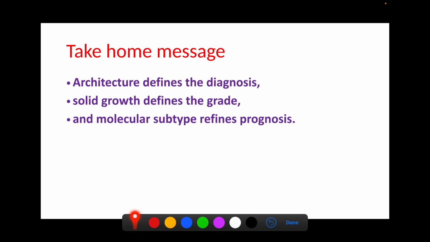So ultimately the take home message is that endometrioid carcinoma is based mainly on the architecture, and solid growth patterns define the grade and molecular subtypes refine prognosis.